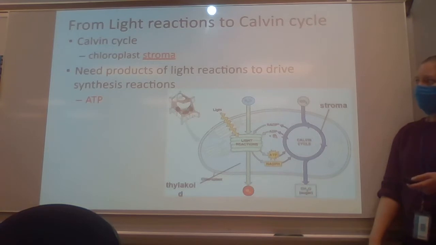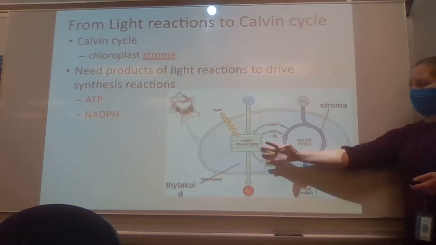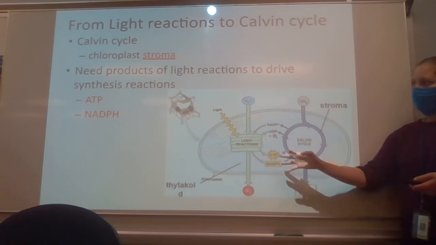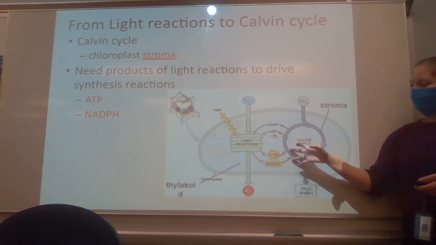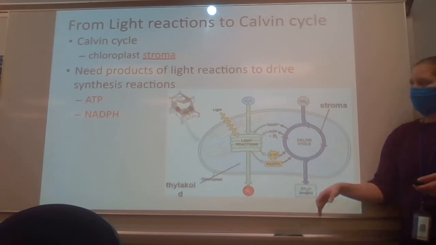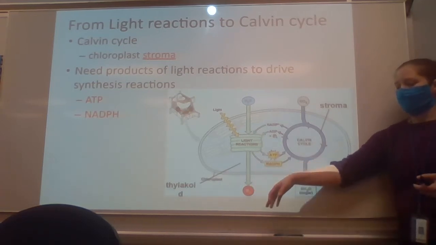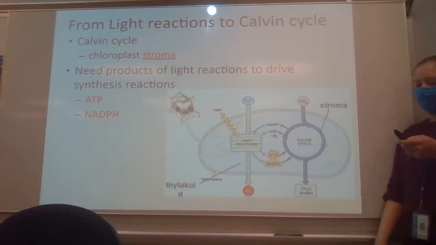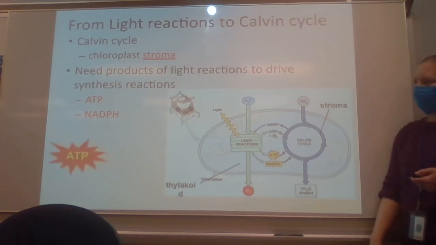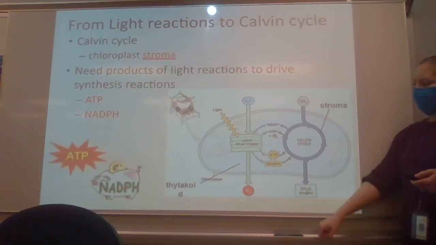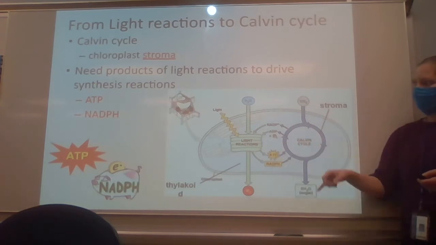So ATP and NADPH are coming from the light reactions. And again, the energy and electrons and hydrogen from those molecules are going to get used to help build our sugar. The product that is not used further for photosynthesis is the oxygen, right? So that's going to be able to leave and go out to the atmosphere. So there's our ATP and our NADPH.